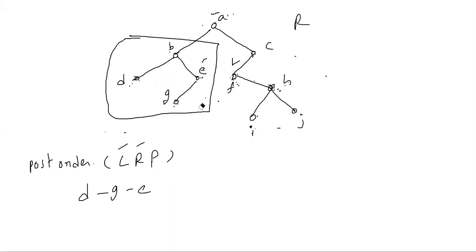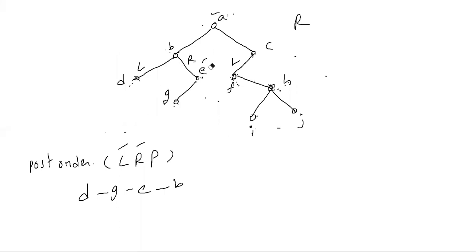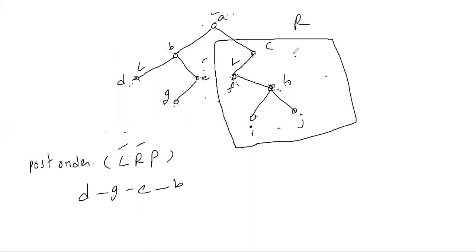Okay. Next, left completed, right completed. Next, parent. What is the parent? B is the parent. So now after this, come to the right side. Whose subtree? C subtree. For the C subtree, again apply the LRP formula.